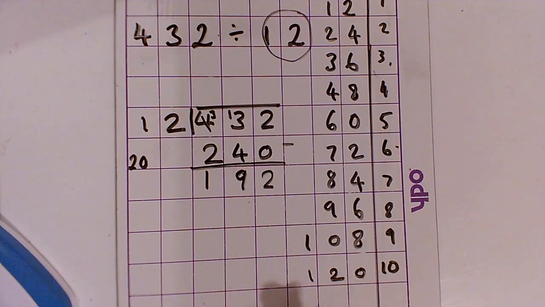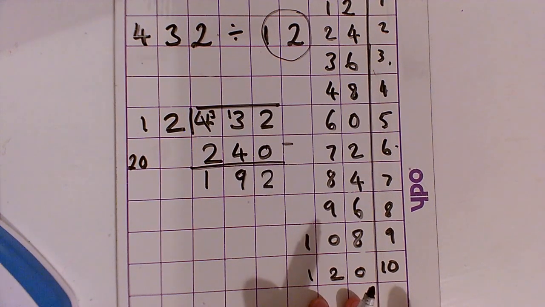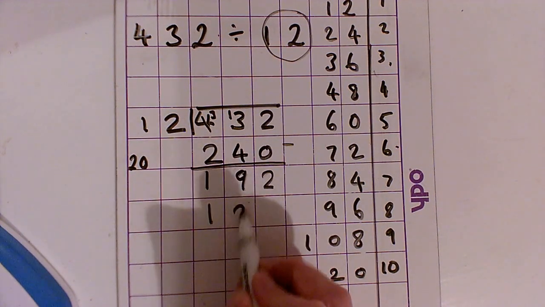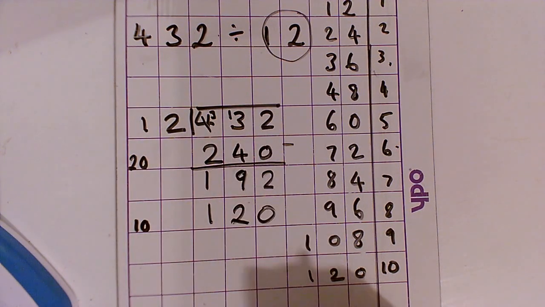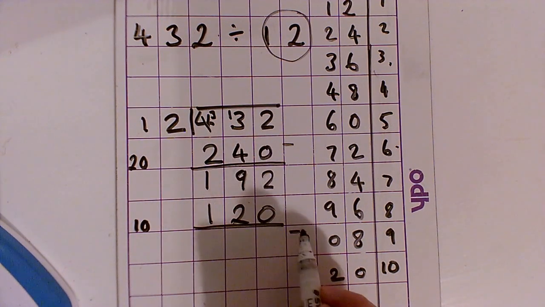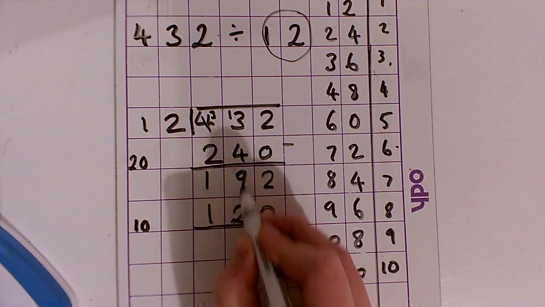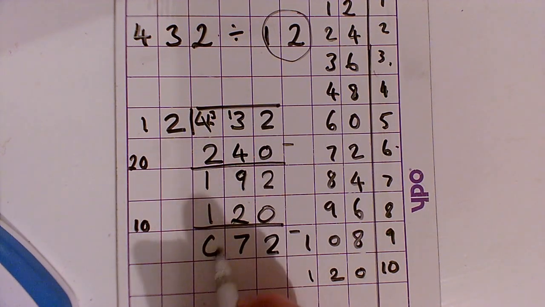Well, again, if I'm looking here, I can see that we could just do another set of 10, couldn't we, and take away 120. So this time I'm going to take away 120. I'm going to write over here that I've taken away another group of 10. Now I've got to remember to remove that bit from 192 to see how much we've got left. 9 take 2, and 1 take 1.